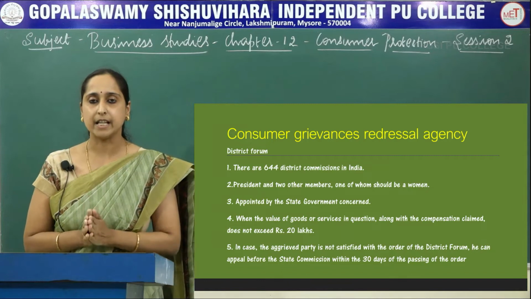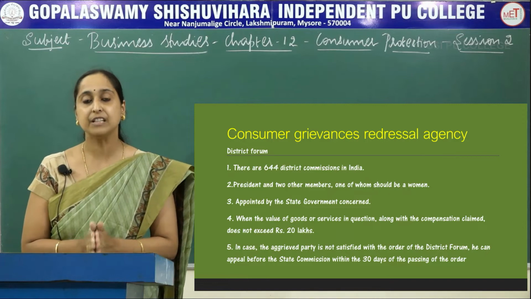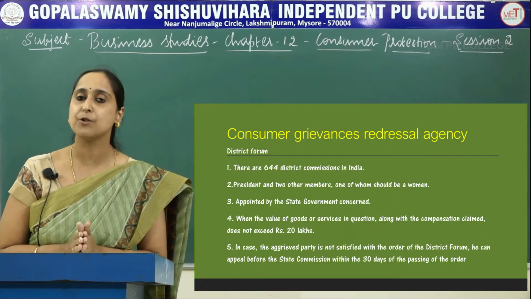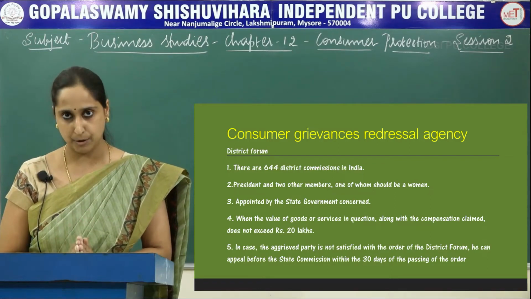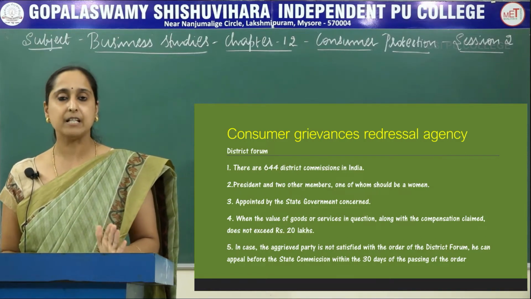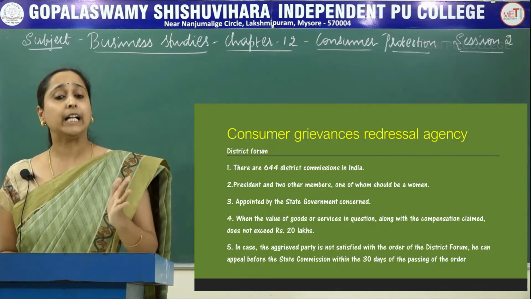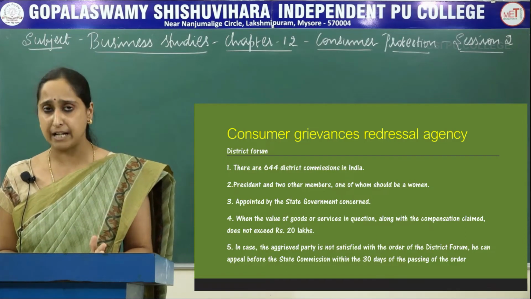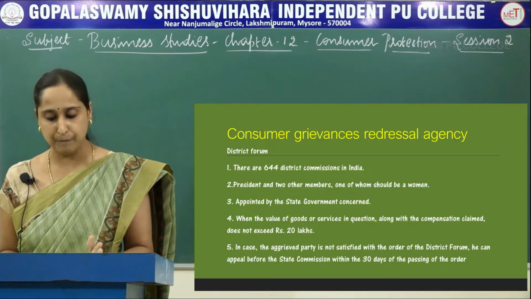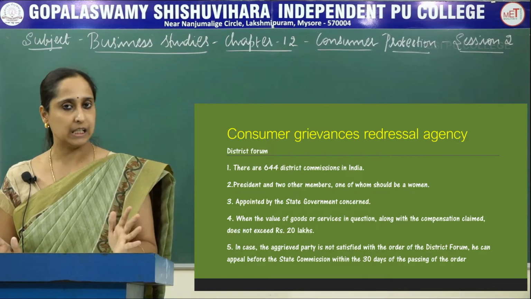Now let us see the consumer grievances redressal agencies. We have three. First one is district forum, second is state commission, and third one is national commission. Now let us see what is district forum. District forum means here there are 644 district commissions in India. So in this district commission, we can find a president and two other members, one of whom should be a woman. And they all are appointed by the state government concerned.